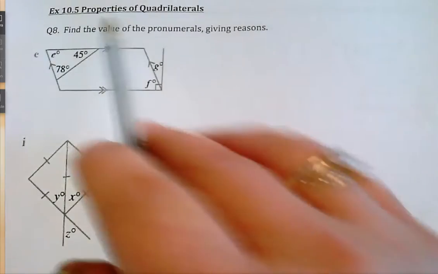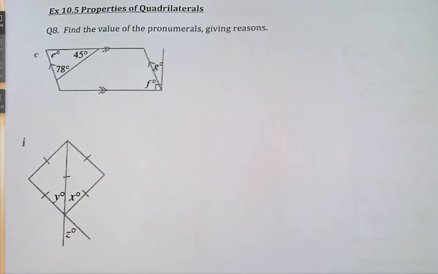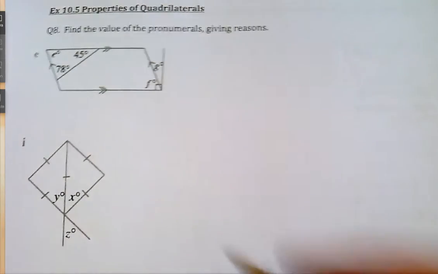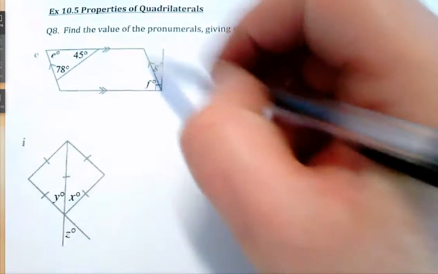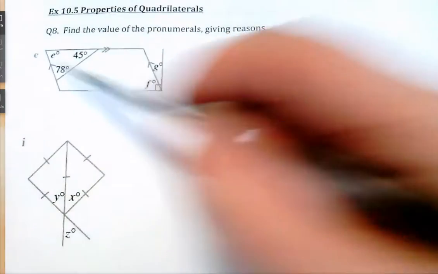Okay, in these questions we're asked to find the values of the pronumerals giving reasons using the properties of the parallelogram that we looked at. So we know that we've got a parallelogram here. But firstly, we've got all these unknowns, E, F, G.